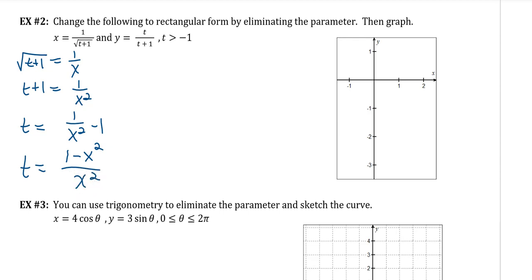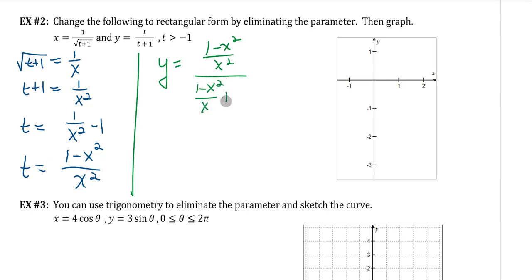Now I'm going to take that and I am going to substitute it into my y equation. So I'm going to put in 1 minus x squared over x squared, and in the denominator I'm going to put 1 minus x squared over x squared plus 1. Now I'm just going to multiply top and bottom by x squared to simplify. That should have a squared.